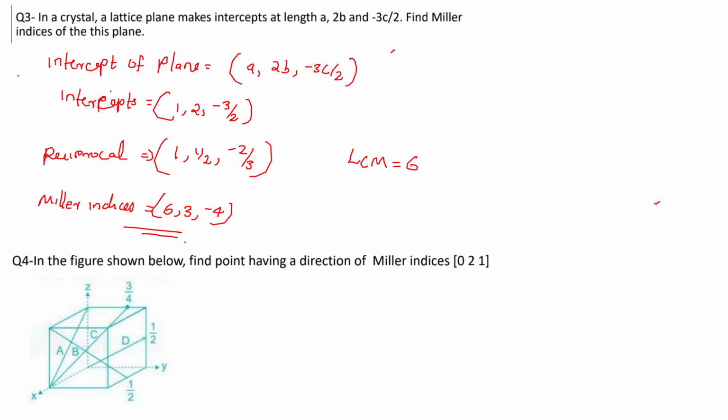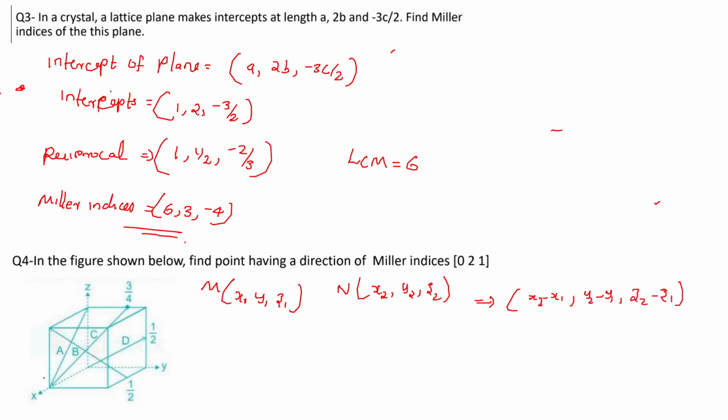If you have 2 points, consider one point as x1, y1, z1, and another point as x2, y2, z2. Then the direction is given by x2 minus x1, y2 minus y1, z2 minus z1. In a similar way you have to find what A is, what B is, what C is and what D is, and find the corresponding one.